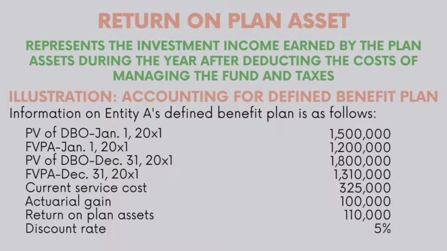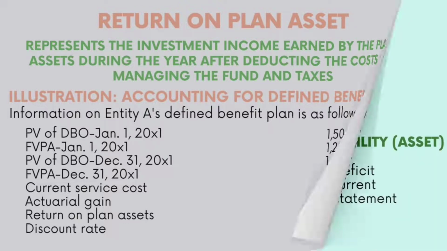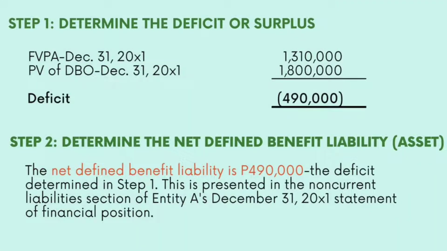Current service cost is 325,000. Actuarial gain is 100,000. Return on plan assets 110,000. And discount rate 5%. Step 1. Determine the deficit or surplus. Fair value of plan asset December 31, 20x1 is 1,310,000 minus present value of defined benefit obligation of December 31, 20x1, 1,800,000 equals to negative 490,000, which is deficit.